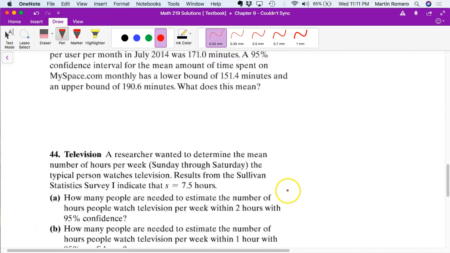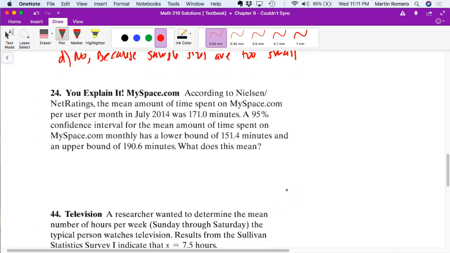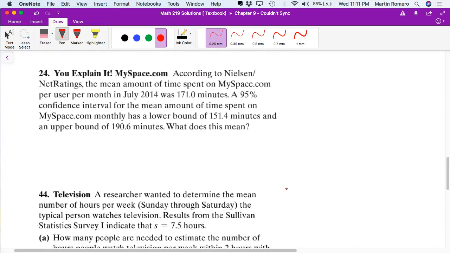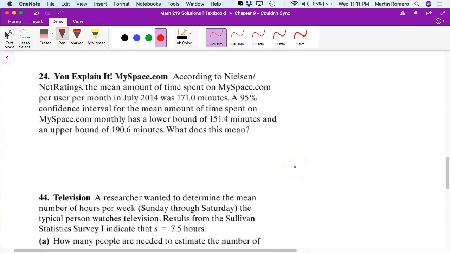It's problem 18. Let's go ahead and take a look at problem number 24 now. According to the Nielsen net ratings, the mean amount of time spent on MySpace per user per month in July 2014 was 171 minutes. A 95% confidence interval for the mean amount of time spent had a lower bound of 154 and an upper bound of 190.6.